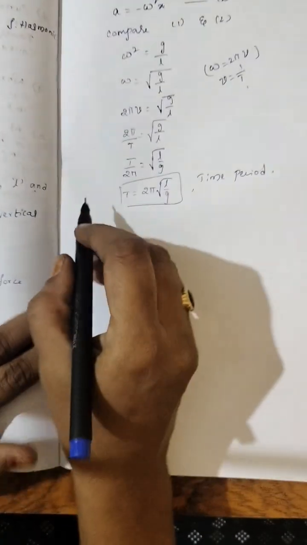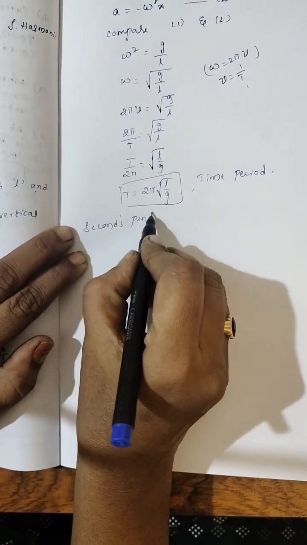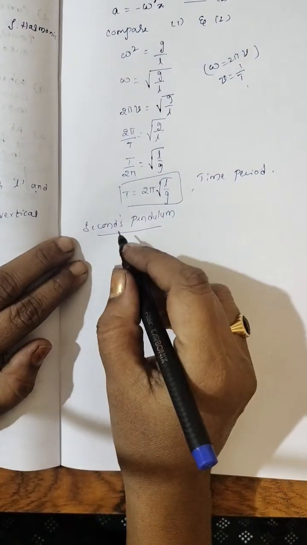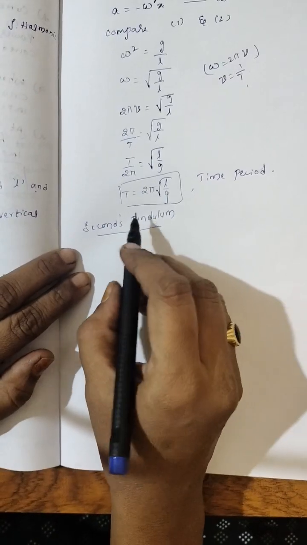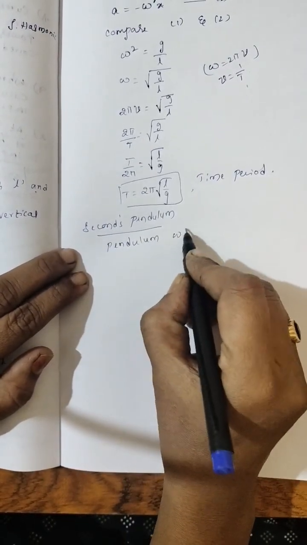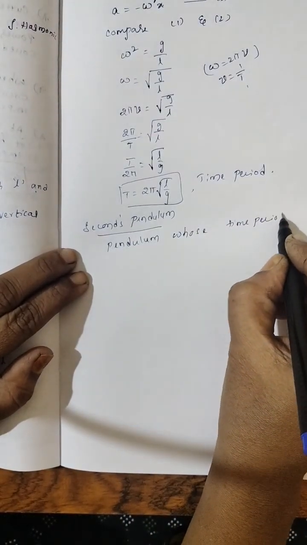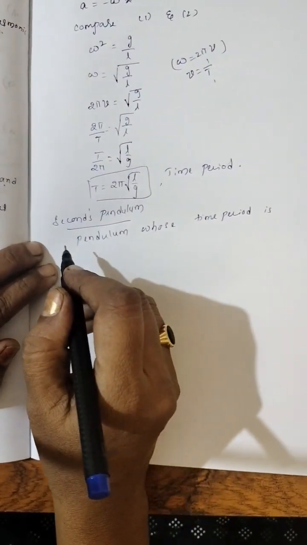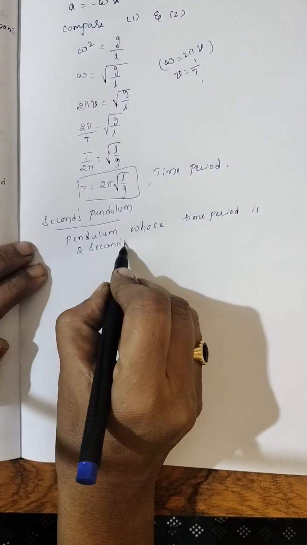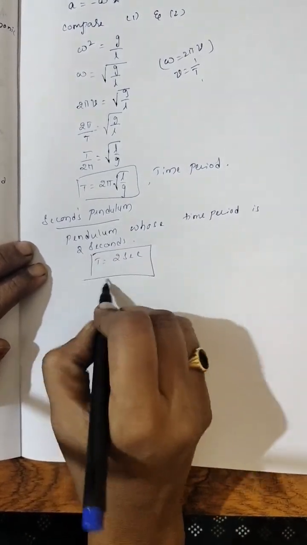Now what is the third part? What is a seconds pendulum? Every point carries marks. Seconds pendulum: what is a seconds pendulum? The pendulum whose time period is 2 seconds, that is T equals 2 seconds. We call it a seconds pendulum.